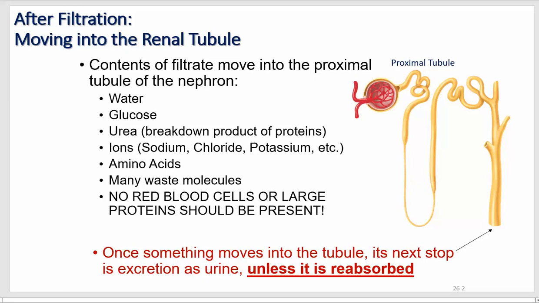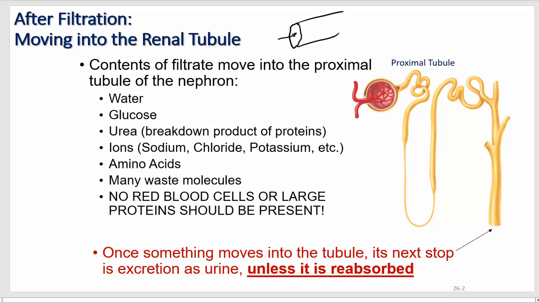So after filtration, which is where we are now, we move into the renal tubule. So we start talking in terms like filtrate. We're calling it filtrate. We're talking about it being in the tubule or the lumen of the tubule. Lumen is just, when you have a hollow thing like a tube, the lumen is the inside of the tube. So the filtrate is moving into the lumen of the nephron. So contents of filtrate move into that proximal tubule. That's the first part, proximal to the Bowman's capsule.